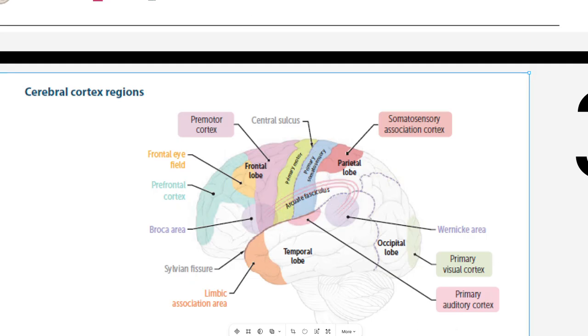I'll stop the video here, it's getting too long, and I'll start from the blood supply in the next picture, the proper blood supply picture.